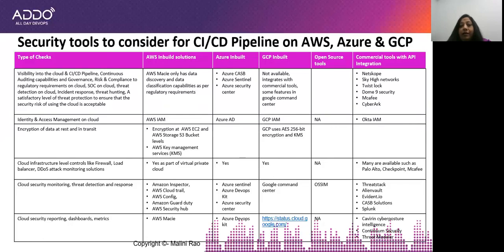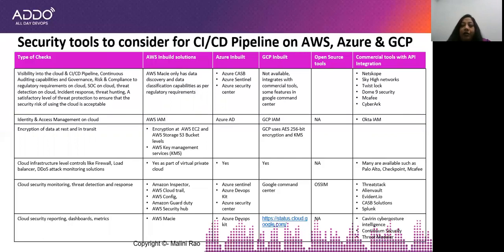And Azure has come up with Azure CASB. They have SOC capabilities in terms of Azure Sentinel, and you have Azure Security Center. GCP does not have inbuilt, it integrates with the commercial tools. So commercial tools that are available are Netskope, Skyhigh Networks, Twistlock, Dome9 Security, McAfee, CyberArk. There are many other tools, but these are the top ones.